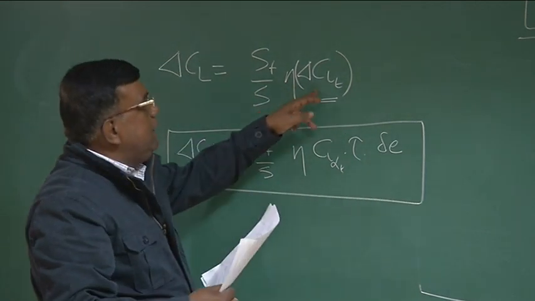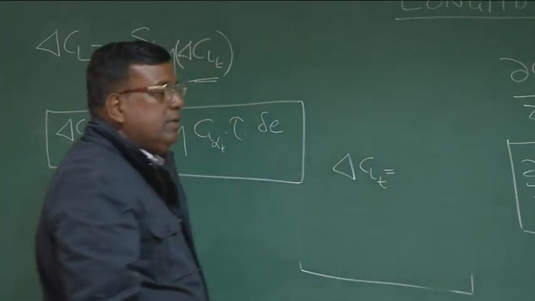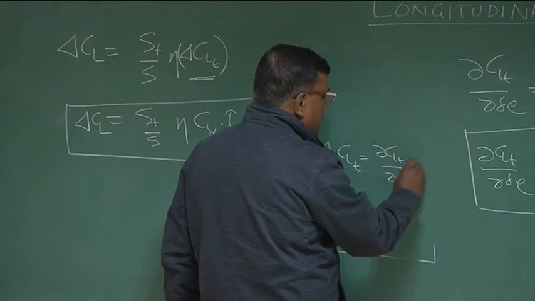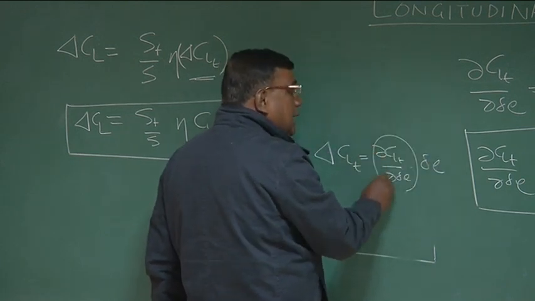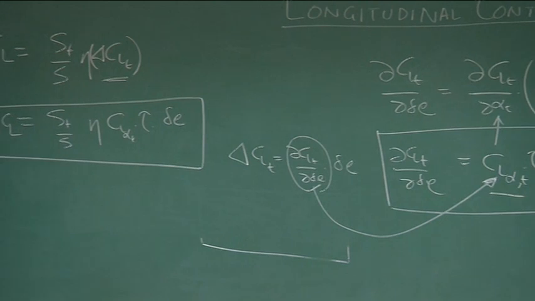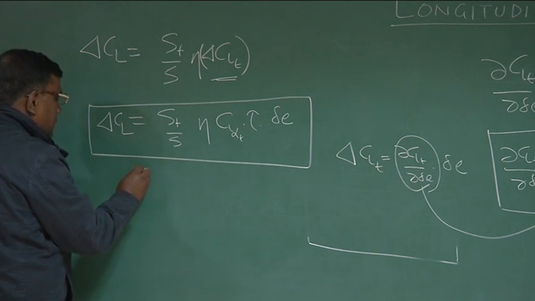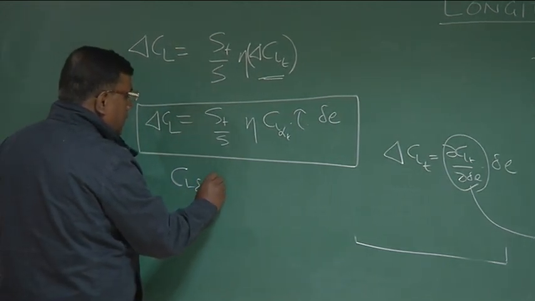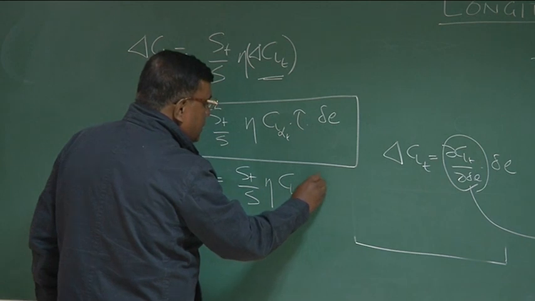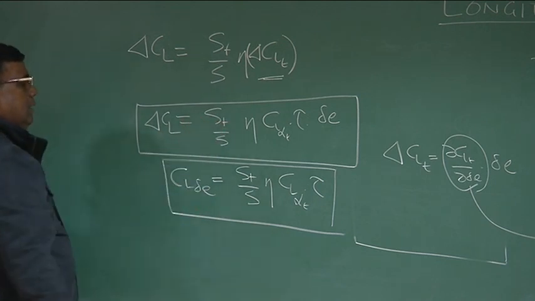Let me repeat this. This delta CLT, which is the increment in lift because of delta E, will be dCLT by d delta E into delta E. And what is dCLT by d delta E? It is nothing but CL alpha tail into tau. So I have put them here to get delta CL equal to this. Clear? Okay. So now from this I can write CL delta E is equal to ST by S neta CL alpha tail into tau. I just divided this by delta E, so you get this expression.